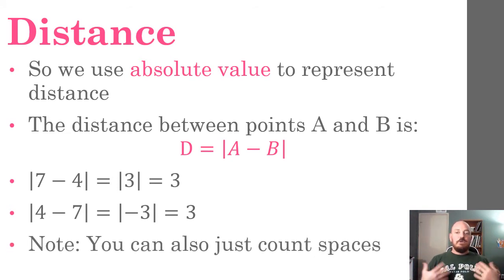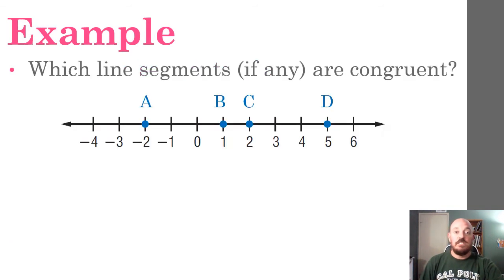Now, if you're actually looking at the number line, the easier way to do it is just count spaces. Just say I'm starting here, how far apart are they? 1, 2, 3, 4, 5 spaces apart. So the whole thing about absolute value and subtracting, that's more of an abstract concept if you just have the two numbers and you want to find their distance. But if you have a question like this one here, the easiest way is just count spaces.